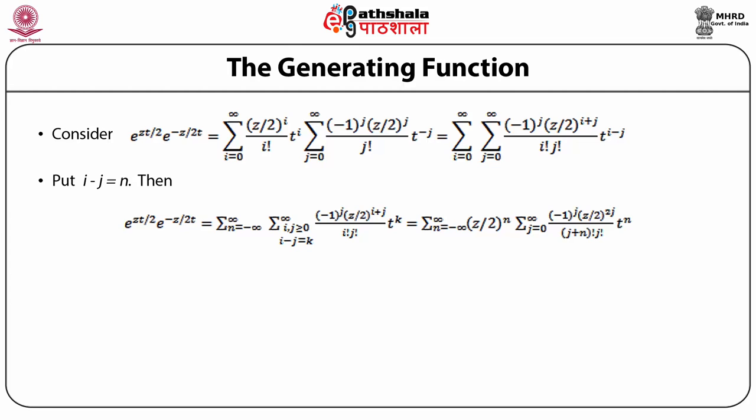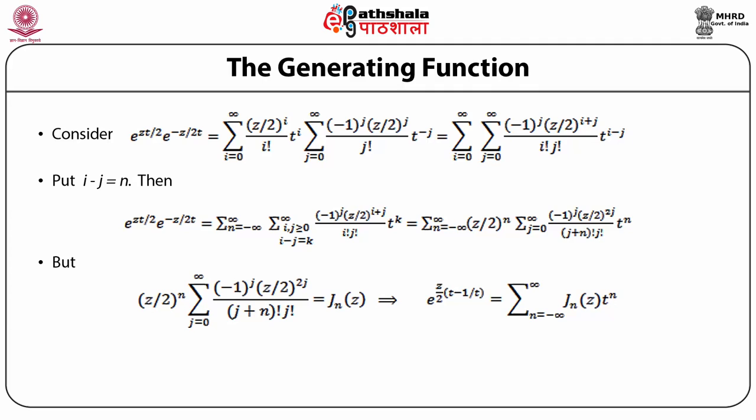This is equal to summation over n going from minus infinity to infinity of the term z by 2 raised to power n into summation over j going from 0 to infinity of the term minus 1 raised to power j into z by 2 raised to power 2j into t raised to power n divided by j plus n factorial into j factorial. But z by 2 raised to power n into summation j equal to 0 to infinity of minus 1 raised to power j into z by 2 raised to power 2j divided by j plus n factorial into j factorial is equal to Jn of z, so that e to the power z by 2 into t minus 1 by t is equal to summation over n going from minus infinity to infinity of Jn of z into t raised to power n.